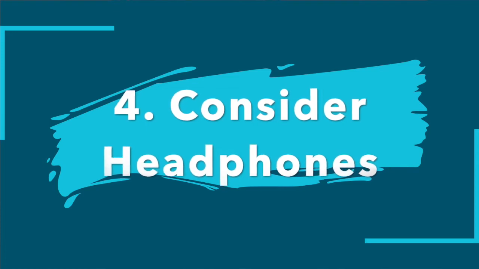Number 4, consider wearing headphones or earphones. They don't have to be a particularly expensive type, just something that makes the audio nice and clear for you, and that way, only really one side of the conversation can even be heard. It's even an extra layer of privacy.